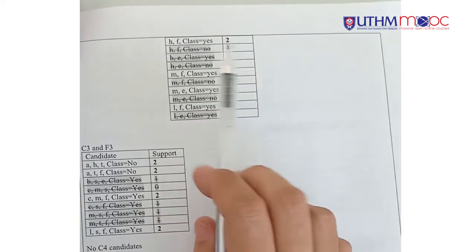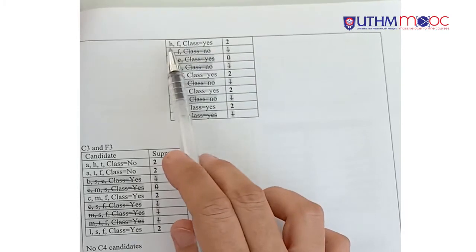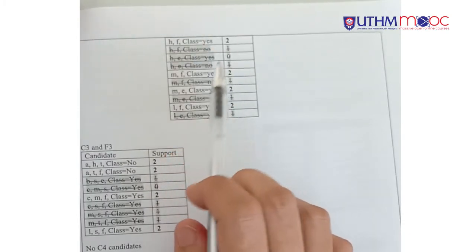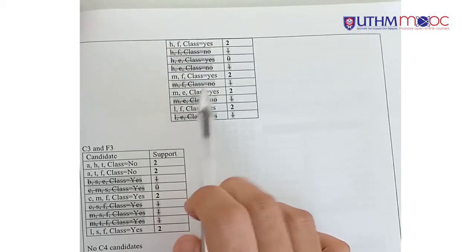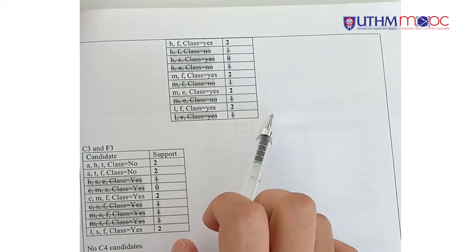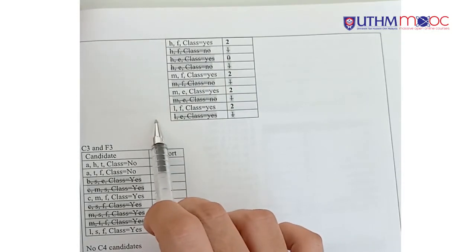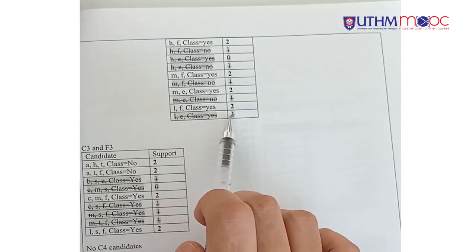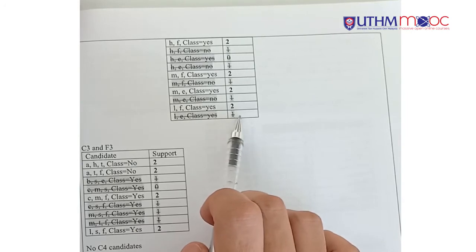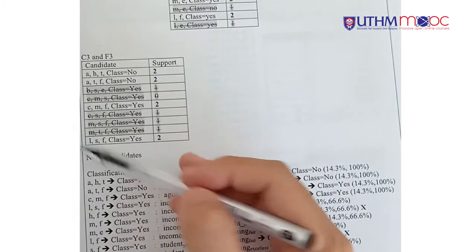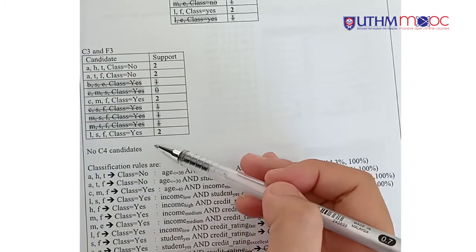So again, we do this for 2 item sets, the combination of HF, combination of MF, ME, LF and LE. After we've done that, again we cross out those that have support value 10% and below. So we want to cross out 1 as well as 0. Next, we want to go for 3 items in 1 item set.